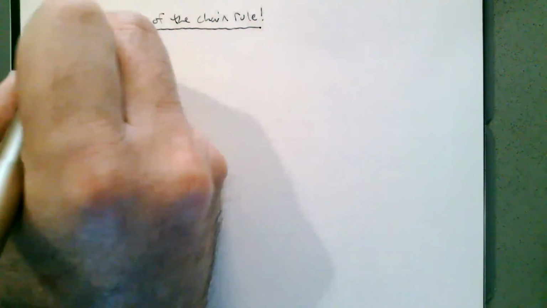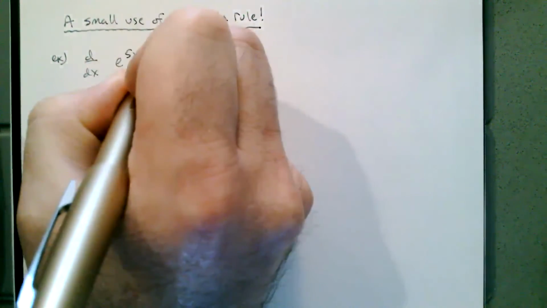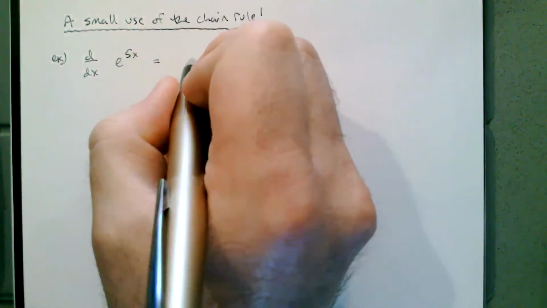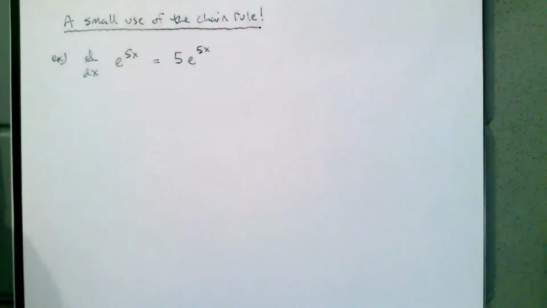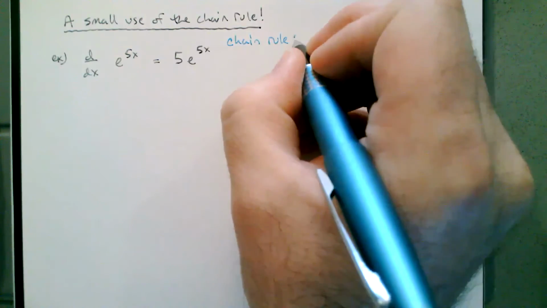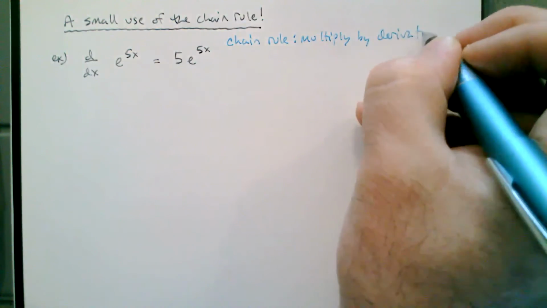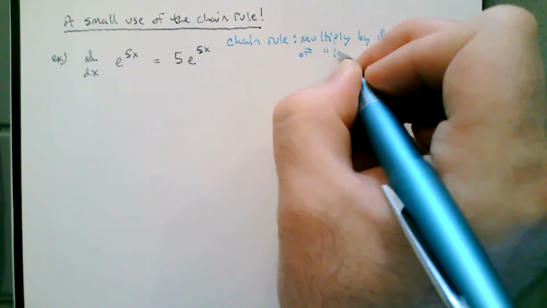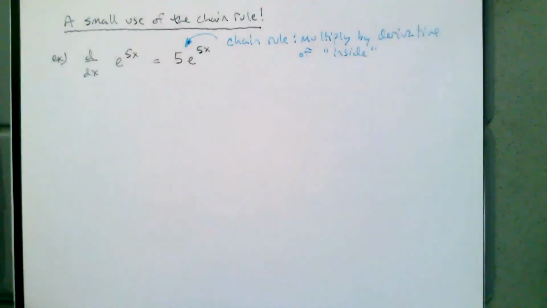So if we have, for example, the derivative of e to the 5x, the derivative of e to a thing is e to that thing times the derivative of the thing. So that 5 is the derivative of the inside. Chain rule says multiply by the derivative of the inside. That's why that 5 is there. The derivative of e to the something is e to the something times the derivative of the something.